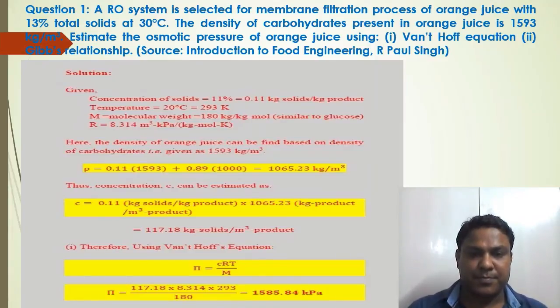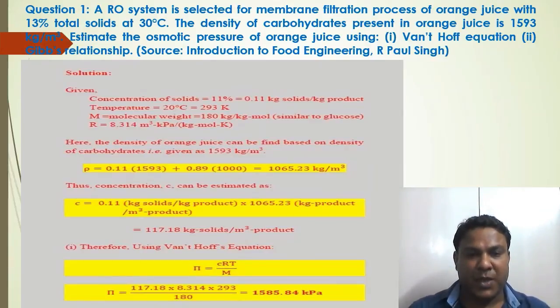Paul Singh. So in this question, concentration of solids is given as 11%, that we can refer to as 0.11 kg solids per kg product. Similarly, temperature is 20 degrees Celsius and we have to convert it to absolute temperature, 293 Kelvin. Molecular weight we consider for glucose, that is 180 kg per kg mole, and R is equal to 8.314 meter cube kilopascal per kg mole Kelvin.